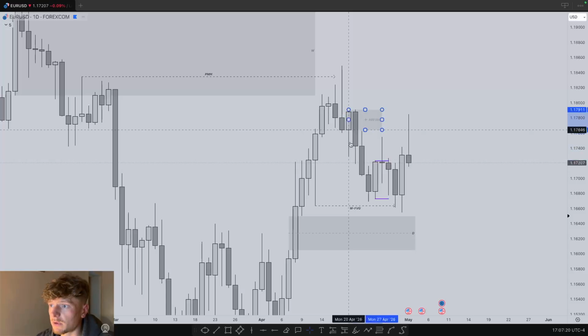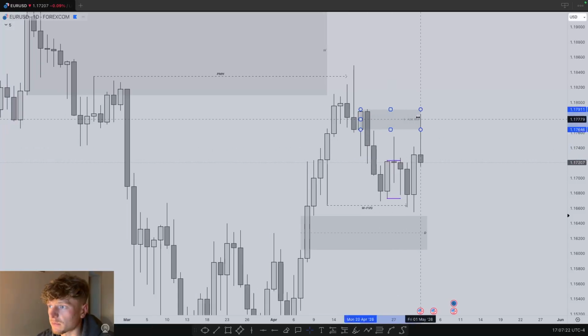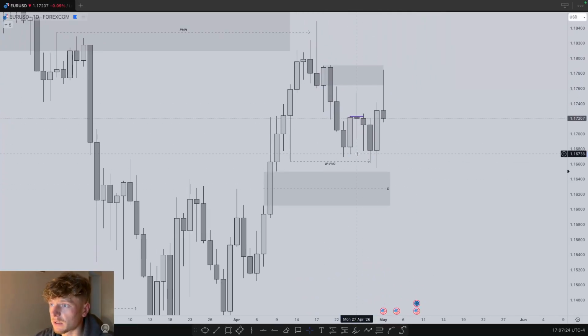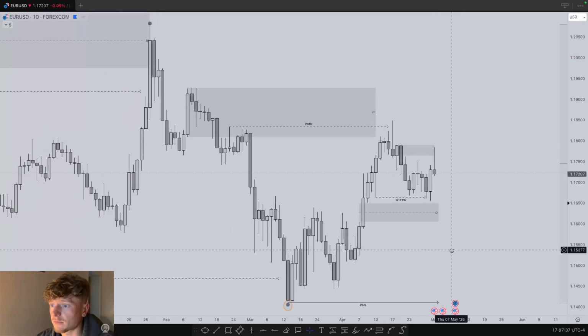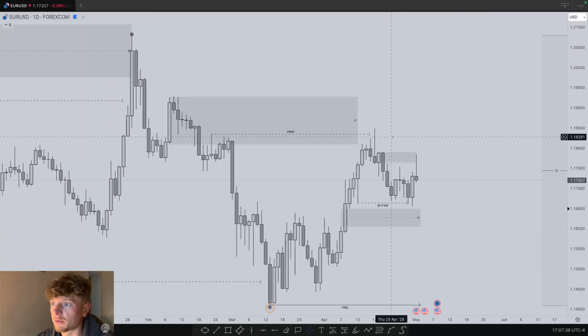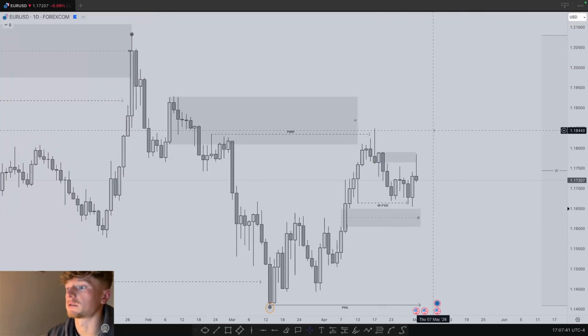Now we have cleared the sell side into this weekly fair value gap, equal lows taken, and then we saw Thursday and Friday trade higher into this refined, so to speak, daily order block using the bodies of the candles.